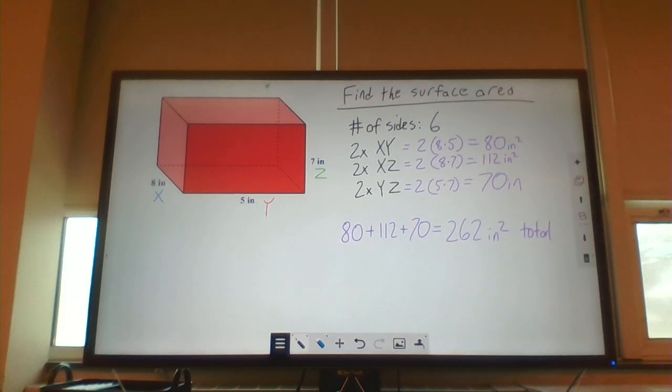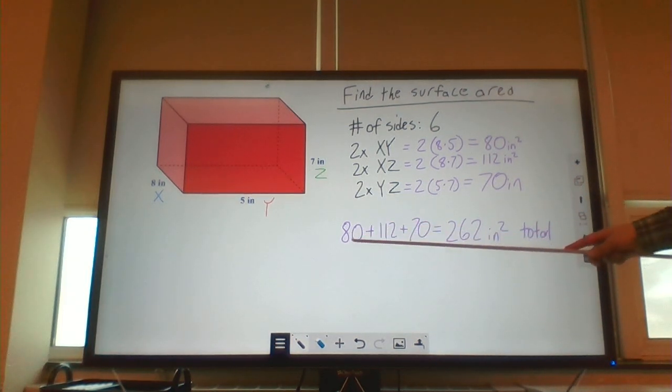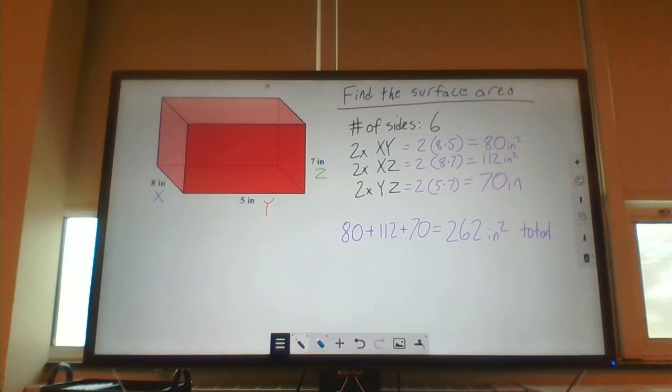So when we do all that, we get 2 times 8 times 5, that's 80. 2 times 8 times 7, that's 112. 2 times 5 times 7 gets us 70. And when we add up those now 3 measurements, since we doubled each, we have 262 square inches of total surface area.